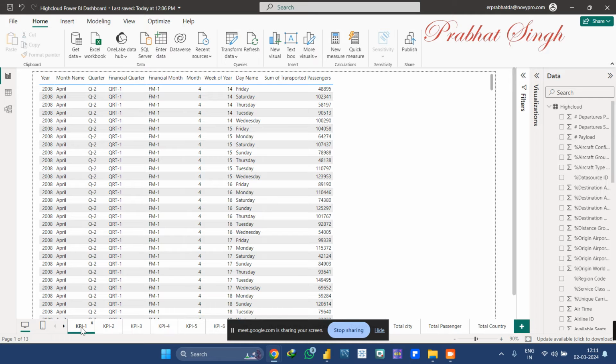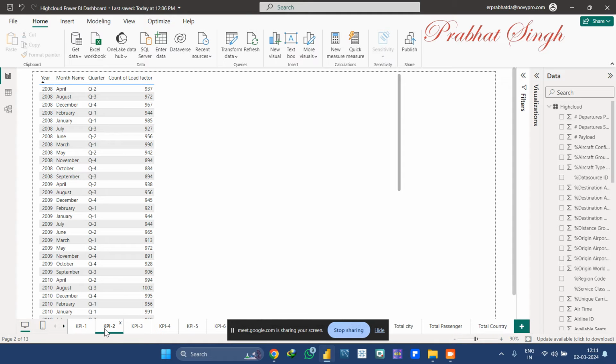Then I make first of all this KPI one, where we need to perform a date column. So I have first of all taken this year, then month, quarter, financial month, like this one. I have completed this first KPI. For second, I have made according to load factor, quarter wise and month and year wise. So this one is for KPI 2.